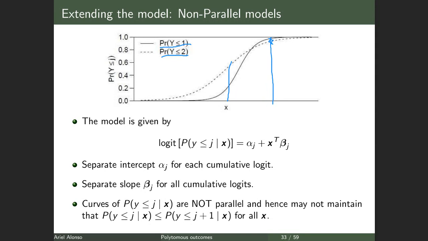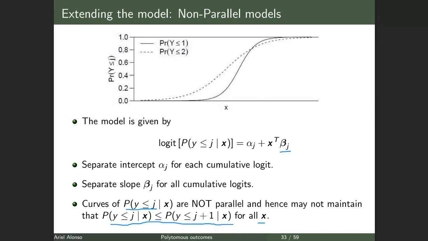That's the problem that you can have when you consider a beta that depends on J: the curves for the probability of y smaller or equal than J are not parallel. And that means that you don't have this inequality for all values of x. So this is what you would expect: the probability that y is smaller or equal than j is always smaller or equal than the probability that y is smaller or equal than j plus 1.